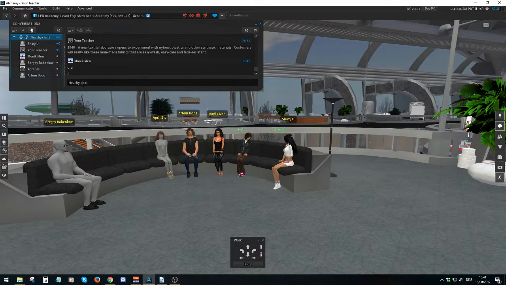So, Shiny. Yes, thank you. 1946, a new textile laboratory opens to experiment with nylons, plastics, and other synthetic materials. Customers will really like these man-made fabrics that are easy wash, easy care, and fade resistant.